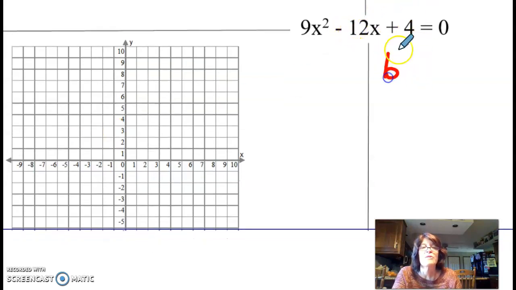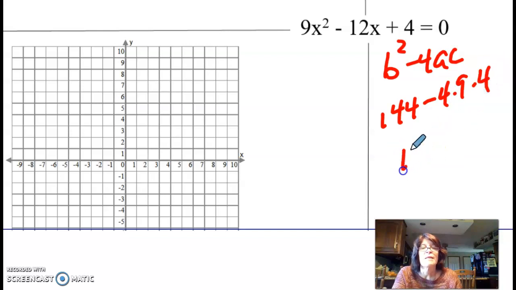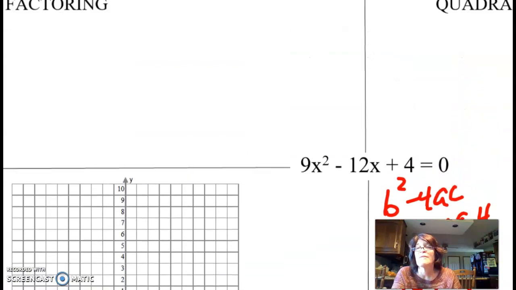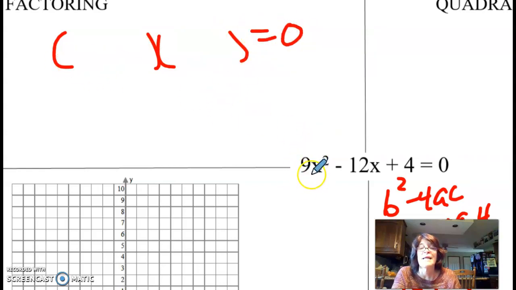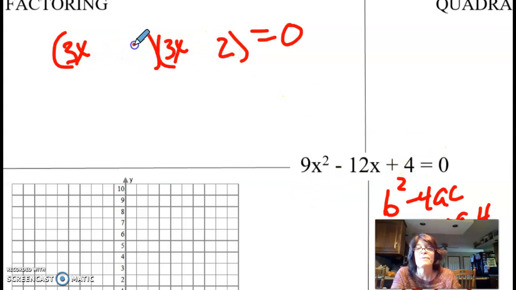The discriminant is b squared minus 4ac. So that's 144 minus 4 times 9 times 4. That's 144 minus 144. Oh, the discriminant is 0, so this should factor. In fact, it should be a perfect square. I know that my two terms have to multiply to 9, and now that I know my discriminant is 0, I know I should have the same exact terms. So instead of 9x and 1x, I'm going to try 3x and 3x. For 4, I'm going to try 2 and 2.